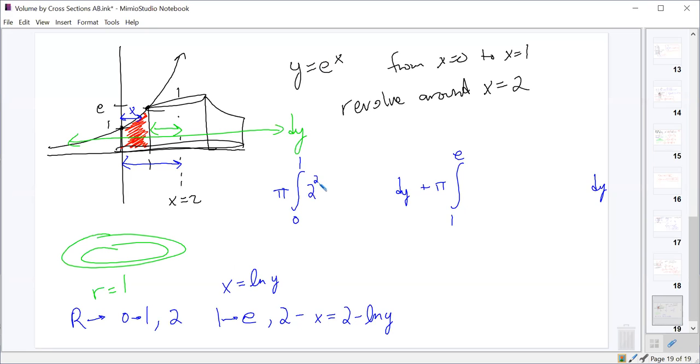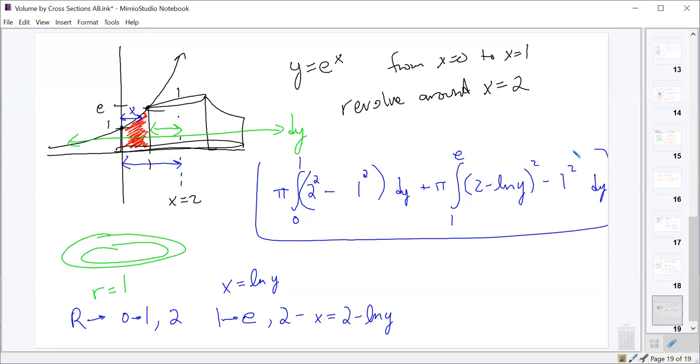So 2 squared from 0 to 1 minus inner radius of 1 squared. That's a really easy one. And then this one, outer radius is 2 minus ln y squared, minus 1 squared. And this would be the set of integrals that we would use to find that volume. And you'd have to use a calculator to approximate that because we never learned a rule for natural log of y, because that requires integration by parts, which is a Calc 2 thing, which you will learn next year if you take a second semester of Calc.